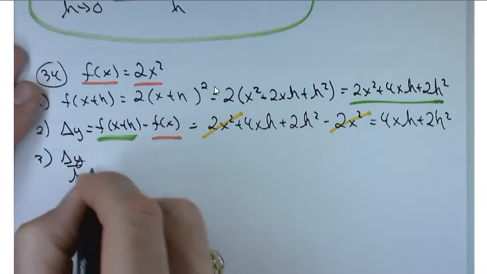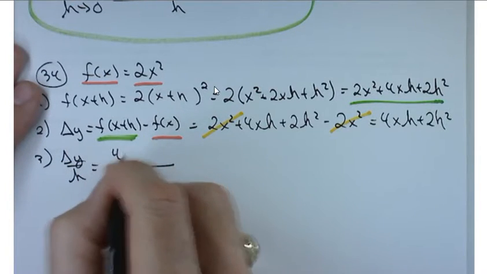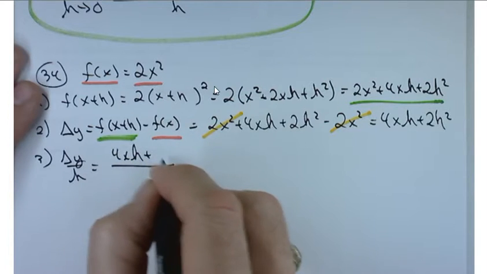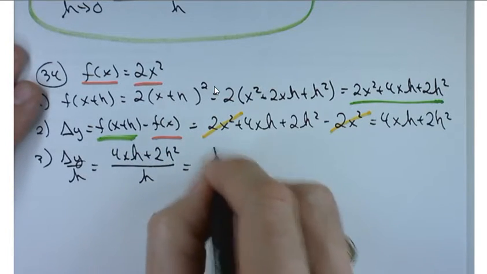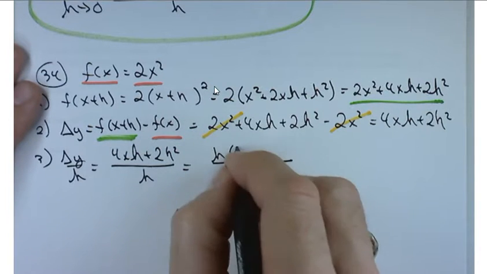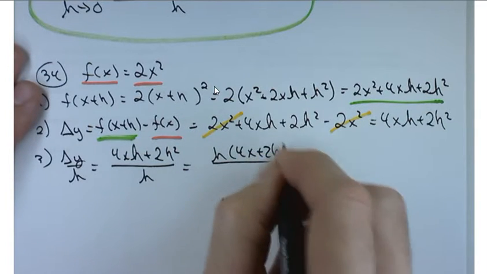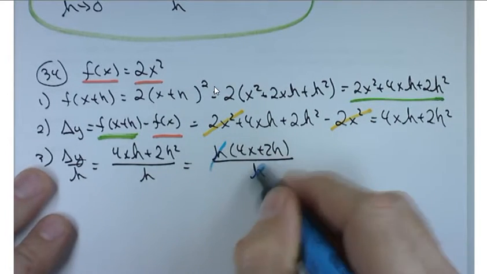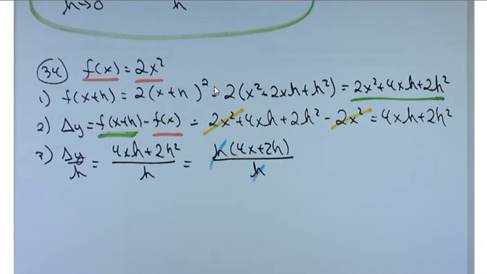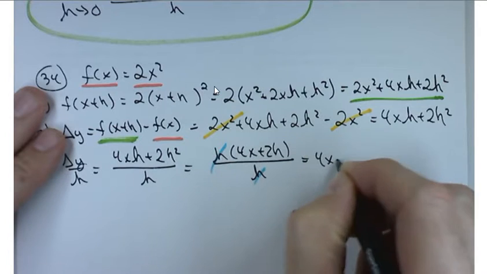Delta y divided by h, 4xh plus 2h squared divided by h. Factor out that h from the numerator before you do your cancellation. And then you get some nice simplification. The h's cancel each other out, leaving me with 4x plus 2h.